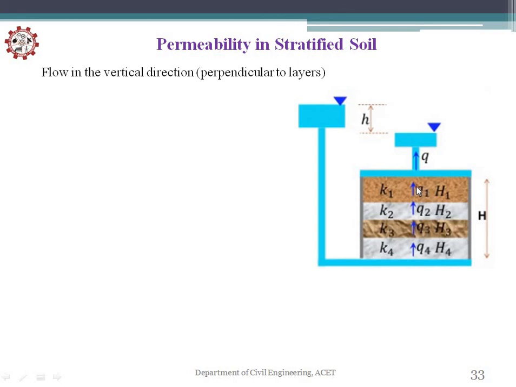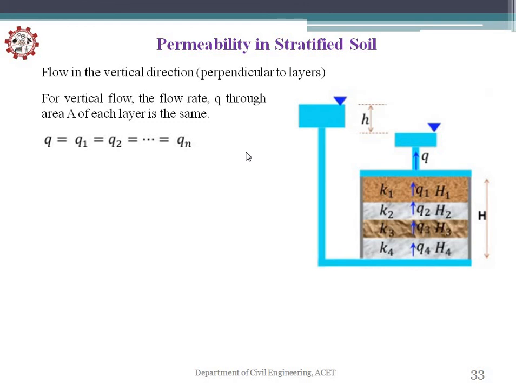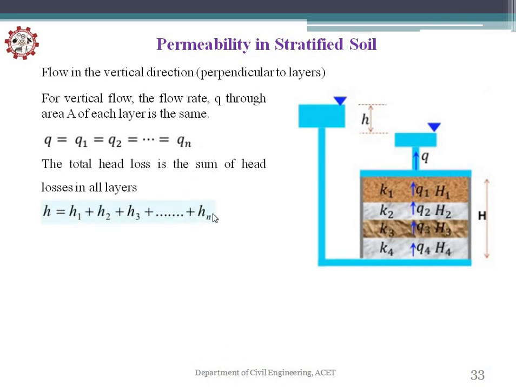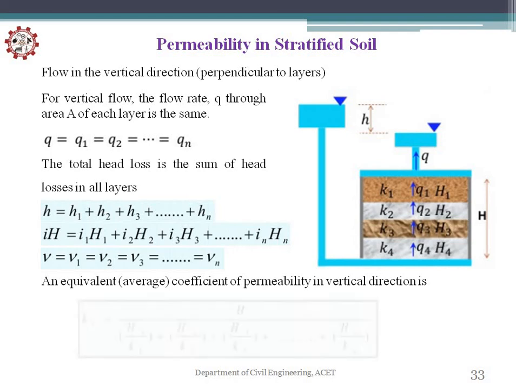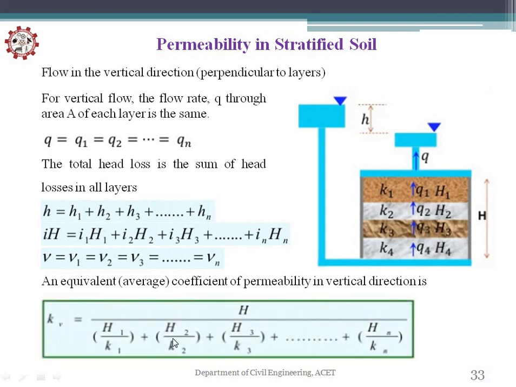So this is the condition, layer by layer, and this is the discharge. This is the difference between the water levels and this is the height. Q is the discharge and A is the cross-sectional area, so Q equals Q1 equals Q2 equals Qn. The head loss across all the layers will be H1 plus H2 plus up to Hn, so this will be i into H, and the velocity V equals V1 equals V2 equals Vn. So the average coefficient of permeability in the vertical direction is given by this formula.